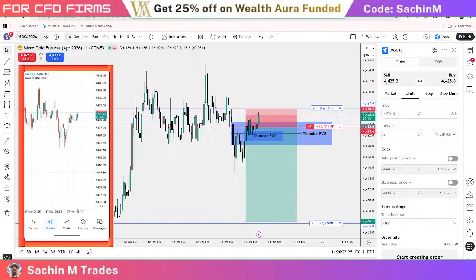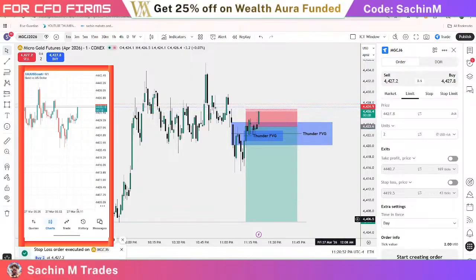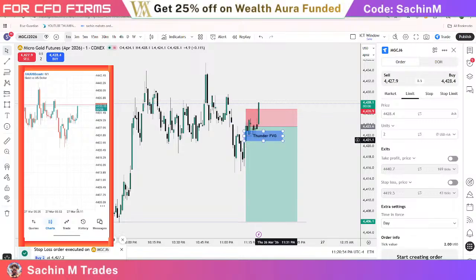So we hit our stop loss on CFD, and let's see if we hit our stop loss on futures as well. Okay, so we hit our stop loss here as well. So this fair value gap won the game.